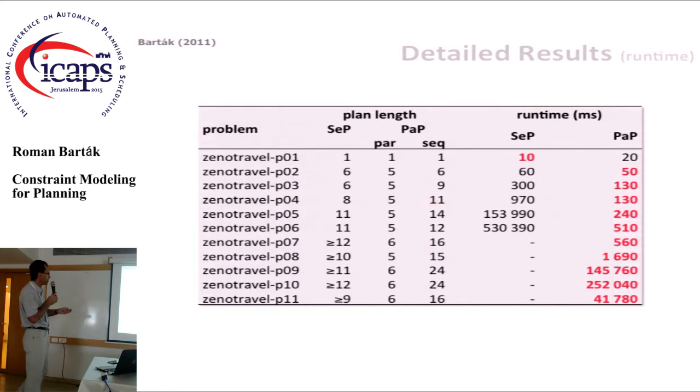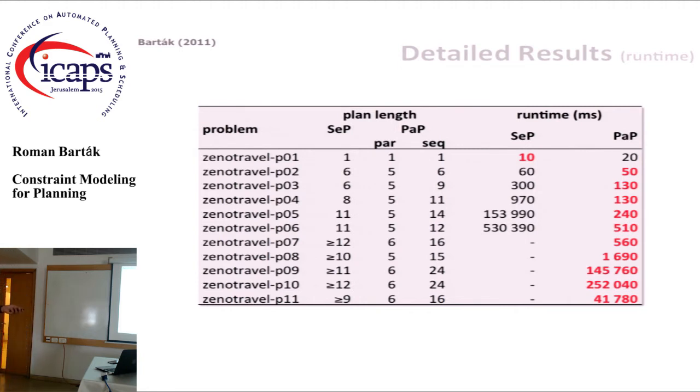So this is a comparison of runtimes for some Zeno Travel domain, and you can see the big difference, right? We can still solve these problems, but look at the runtimes. In the parallel planner, it's three orders of magnitude faster for this specific domain.